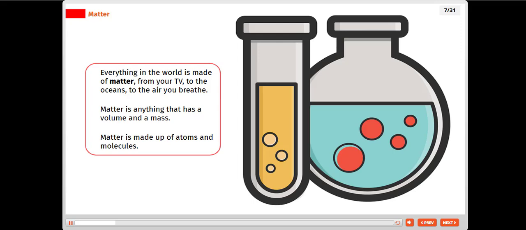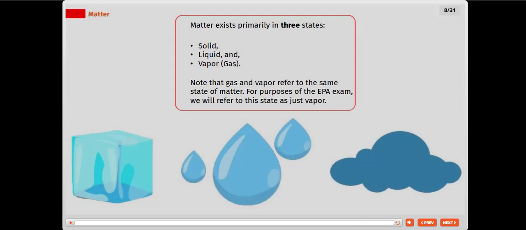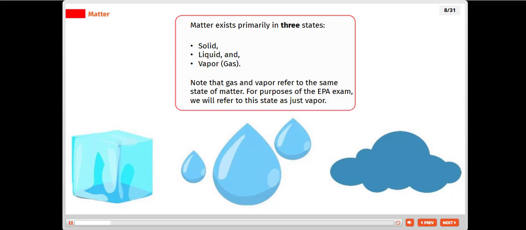Everything in the world is made of matter, from your TV, to the oceans, to the air you breathe. Matter is anything that has a volume and a mass. Matter is made up of atoms and molecules. Matter exists primarily in 3 states: solid, liquid, and vapor or gas. Note that gas and vapor refer to the same state of matter. For purposes of the EPA exam, we will refer to this state as just vapor.